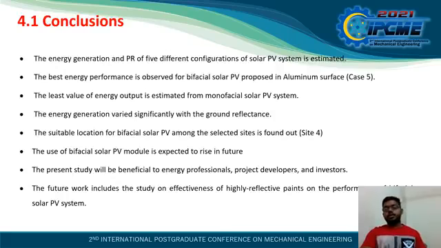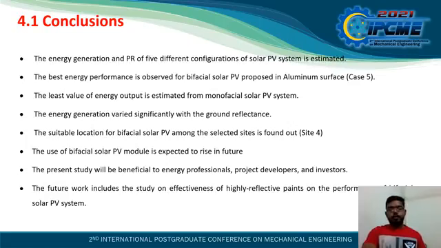First of all, the energy generation of PV system and the performance ratio for 5 cases has been studied and estimated. It is found that case 5, which uses aluminum surface as the foreground surface of the bifacial solar PV system, has the best energy performance. However, monofacial solar PV system has the lowest energy output. It is also seen that the energy generation varied as the albedo of the surface increased from 0.15, 0.25 in that sequence. In the same linear sequence, solar PV performance also increased.